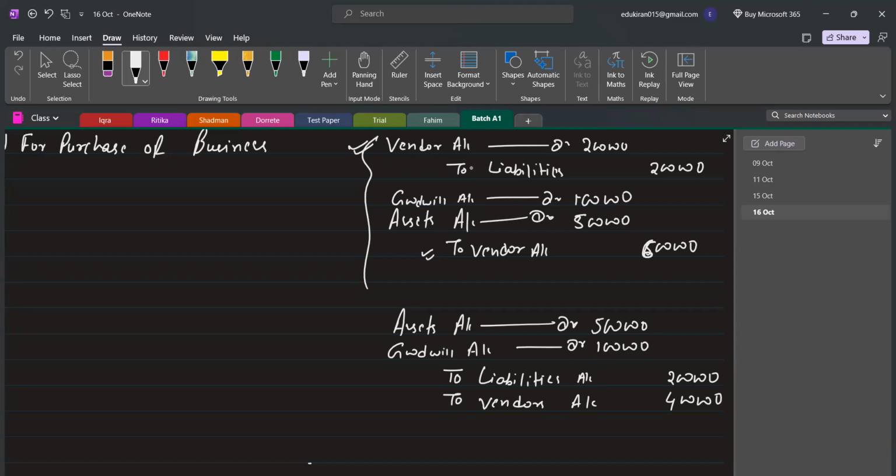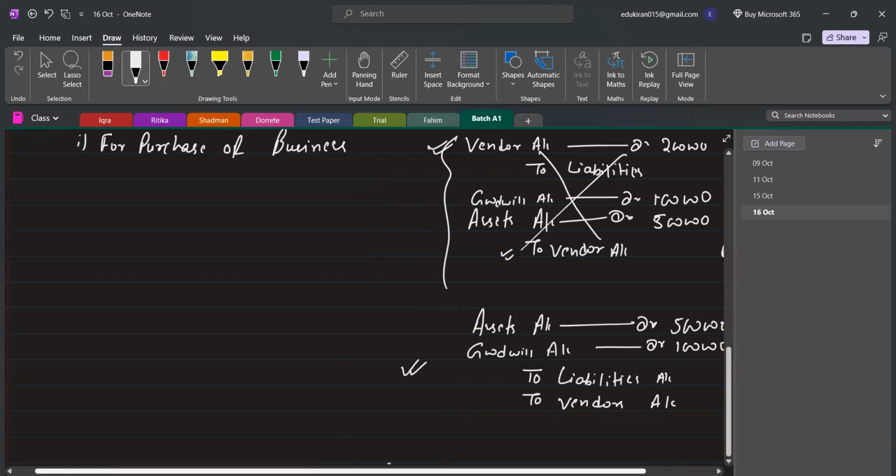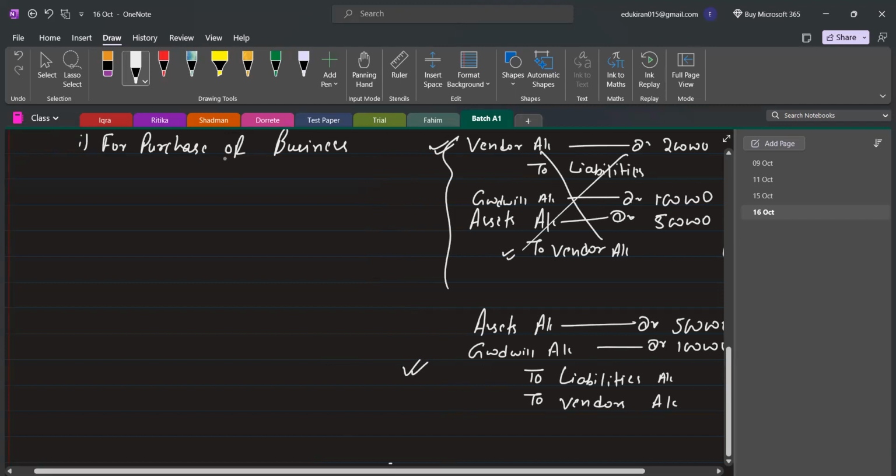Actually, you don't have to pass this entry. We have written this for understanding purposes only. This is the main entry we have. Is this clear? Yes, sir.